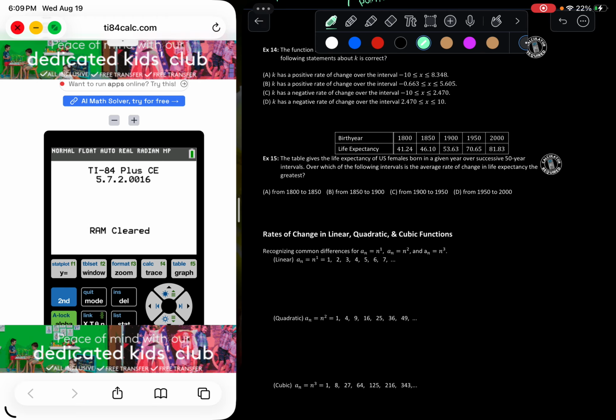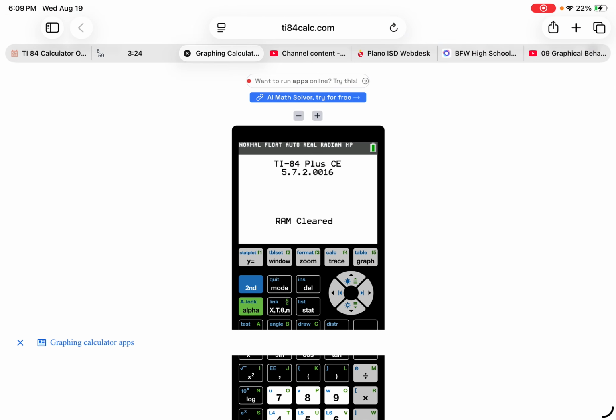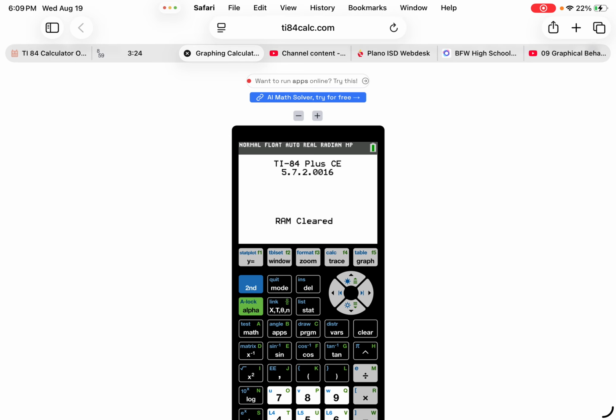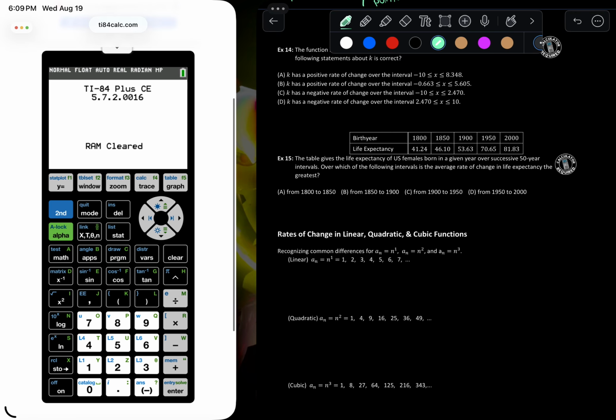Okay, I thought I had this set up, but this always happens. I have to zoom out, delete everything, and then let's try to zoom back in. Okay, so it worked. Nice.